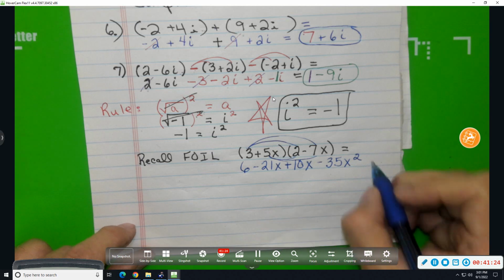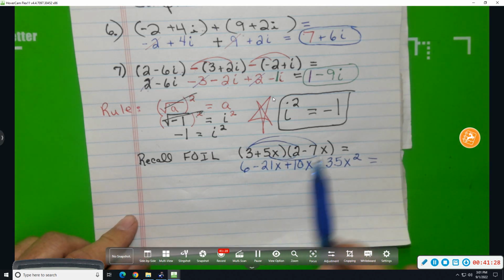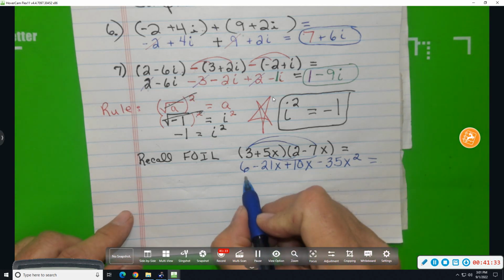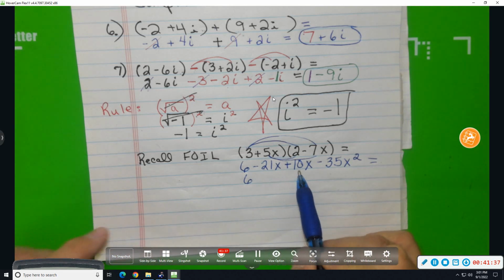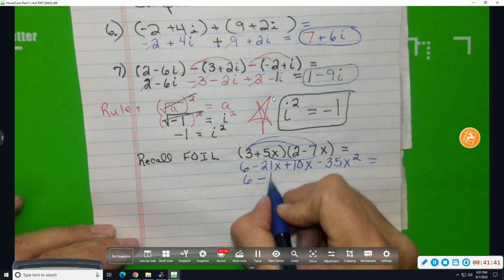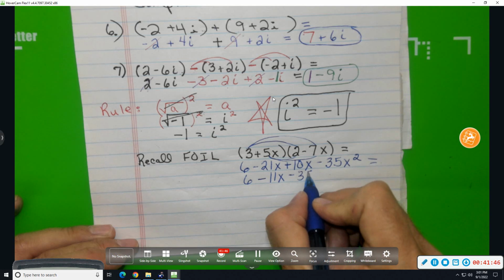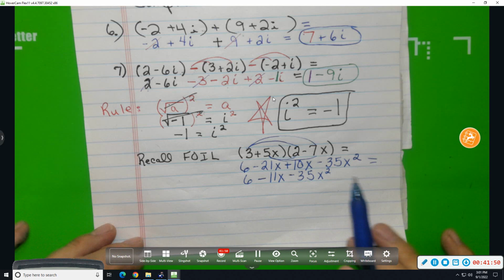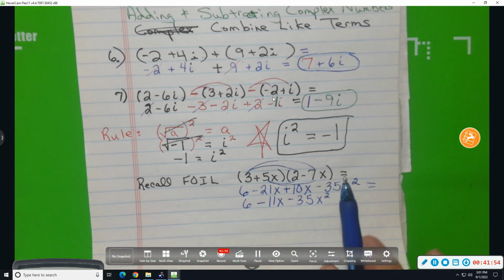Okay? So when we're multiplying binomials, that's what this is called, two terms, you FOIL it out, and then you combine like terms. You have the 6, the negative 21x plus 10x. What's that going to be? Negative 11x. And then the minus 35x squared. Why am I reviewing that? Well, that's how you're going to multiply complex numbers.